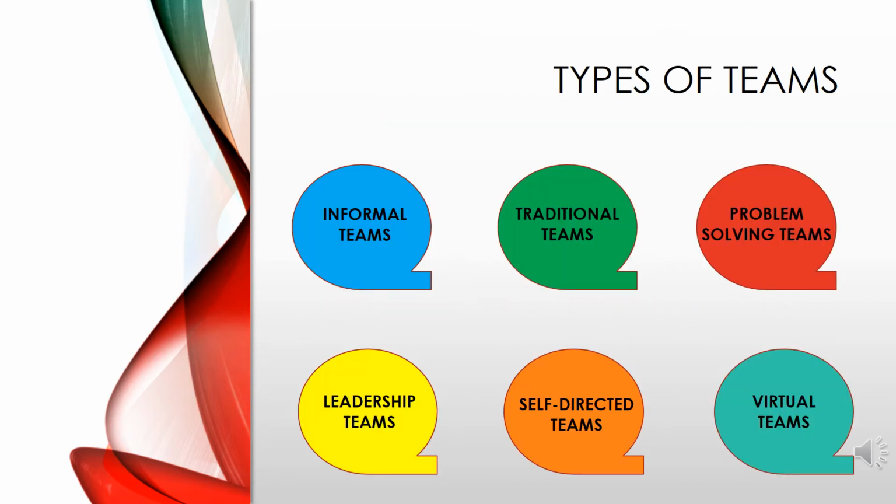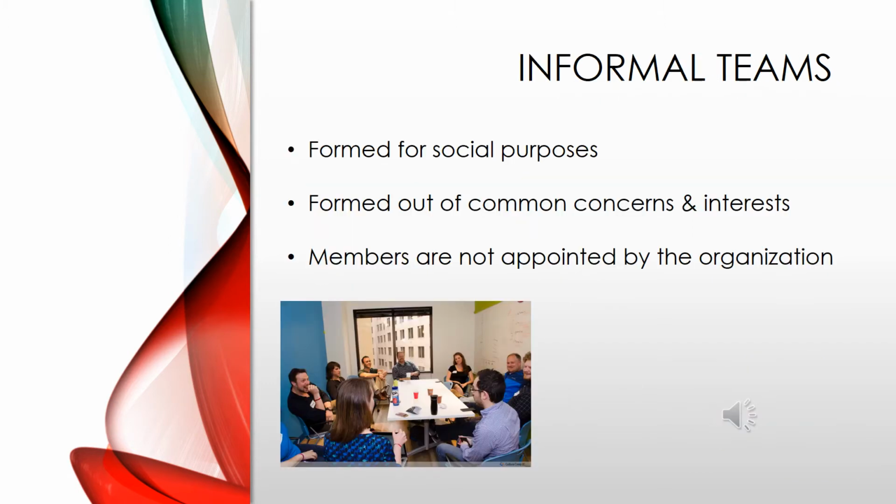Teams can be classified into 6 types, which include informal teams, traditional teams, problem-solving teams, leadership teams, self-directed teams, and virtual teams. Let's look at each one of them in detail. Informal teams. Informal teams are generally formed for social purposes. They can help to facilitate employee pursuits of common concerns such as improving working conditions. More frequently, however, these teams form out of a set of common concerns and interests, which may or may not be the same as the organization's. Leaders of these teams generally emerge from the membership and are not appointed by anyone in the organization.